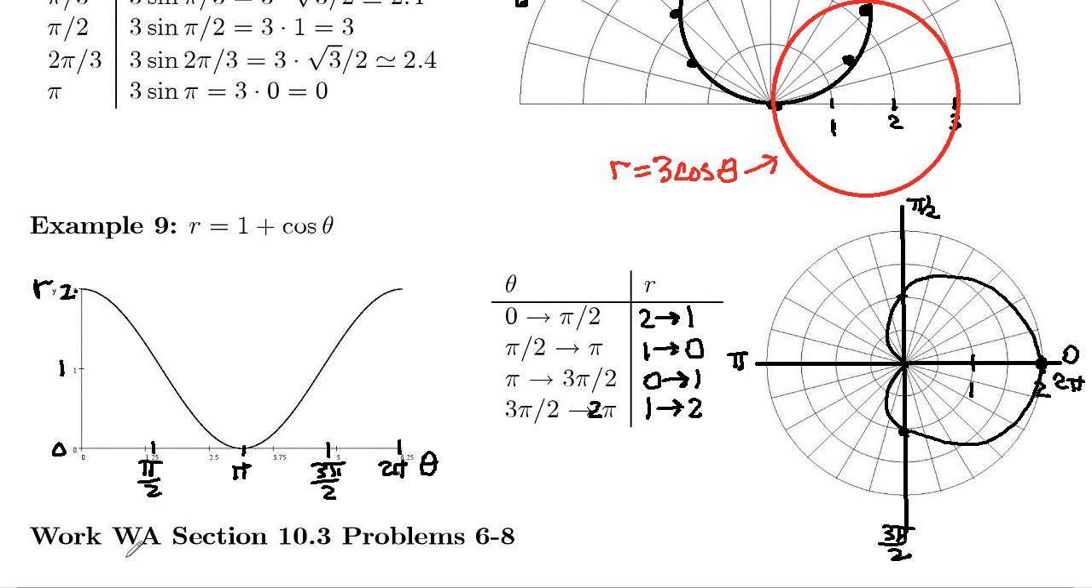So look at WebAssign section 10.3, problems 6 through 8. Use either plotting points like we did up here or analyzing the range, what happens as theta and r change together. By the way, this figure here is called a cardioid because it kind of looks like a heart. It is a cosine cardioid, so it's along the x-axis. If it was 1 plus sine theta, it would actually be a cardioid along the positive y-axis, so that would look like this.